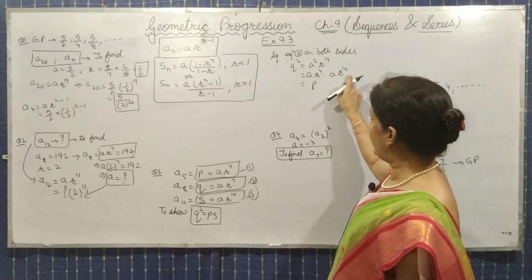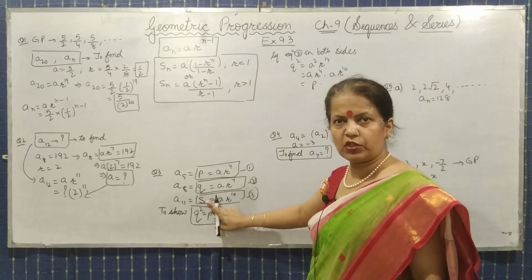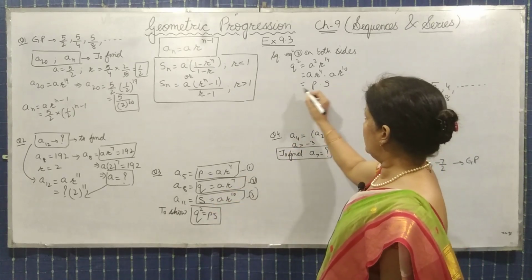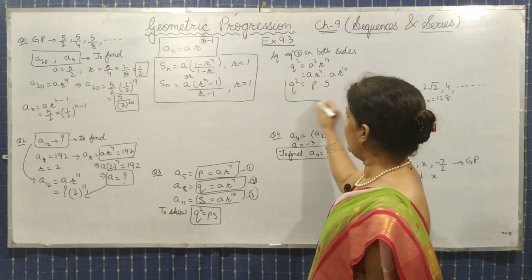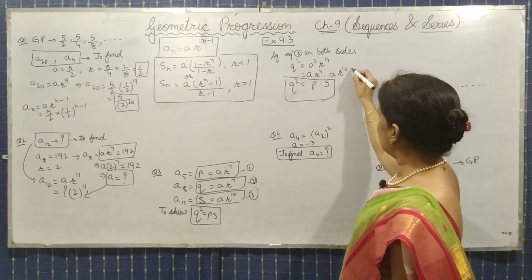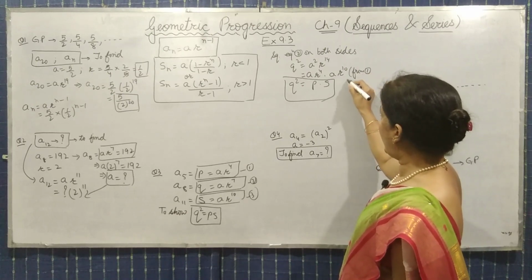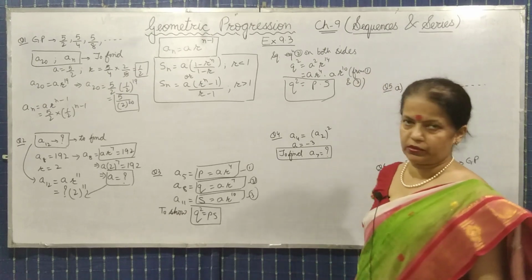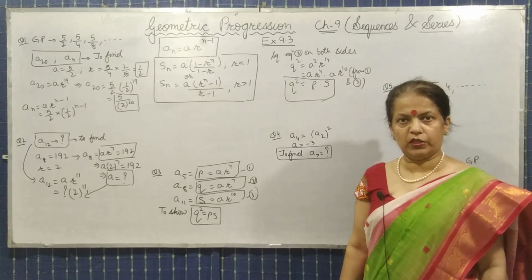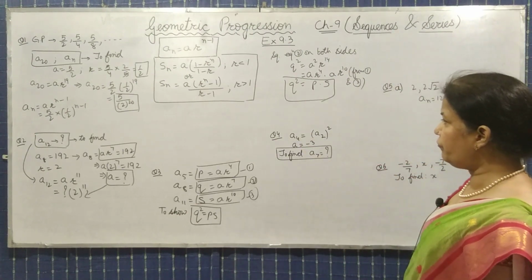and instead of a r power 10, we can substitute s. So q square equals ps. So this is from 1 and 3. You will get it. Is it okay? Question 4th.